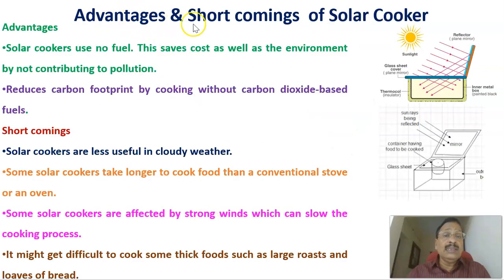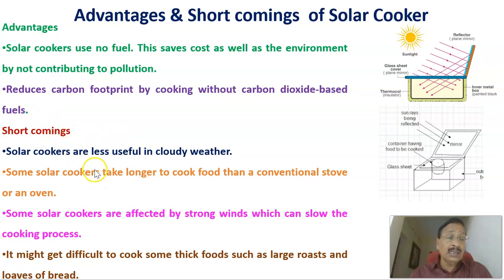Now let us see the advantages and the shortcomings of the solar cooker. The advantage is that no fuel is required. The solar radiation is converted into thermal energy, and no separate fuel is required. This saves the cost as well as the environment by not contributing to pollution. That is the first advantage of the solar cooker. Second, it reduces the carbon footprint by cooking without carbon dioxide based fuels. So these are the two advantages of using a solar cooker.